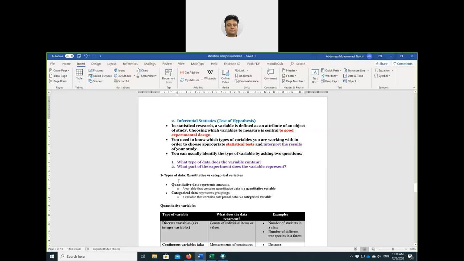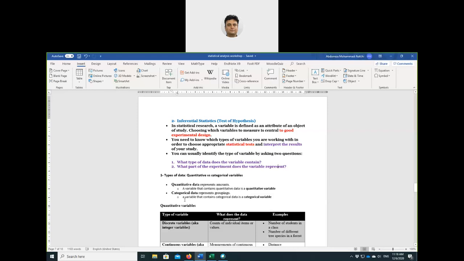Types of variables are quantitative and categorical. Quantitative data represent amount. They report the amount, and a variable that contains quantitative data is a quantitative variable. This is the definition of the quantitative variable.